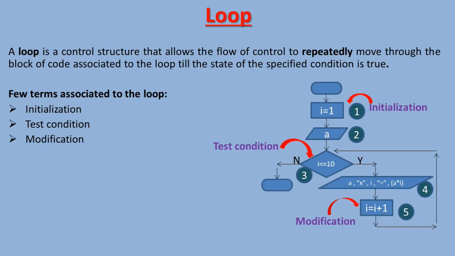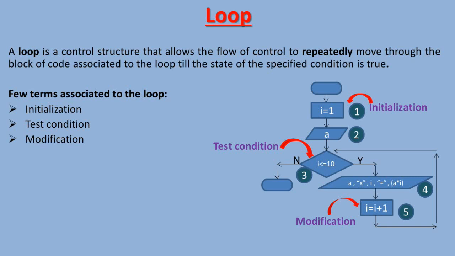And what is the role of modification? The modification is very, very important because the modification alone lets the state of the test condition change in a progressive manner. Because in this case, what we have seen is the value of I started from 1, it gradually incremented, and when the value of I incremented to 11, the condition failed and the loop stopped.